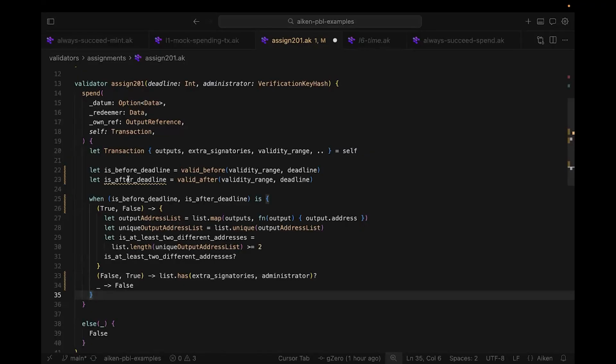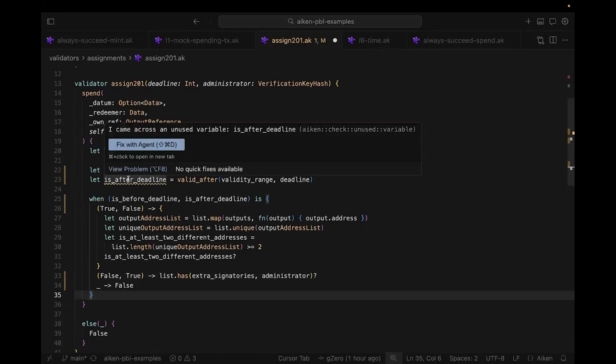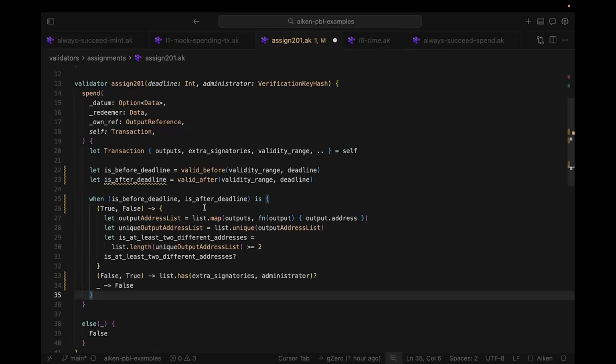Is after deadline. Why is this saying this? It came across an unused variable. Is after deadline. Oh, it's not an error, it's just saving. Okay. And now I feel like our logic should work.